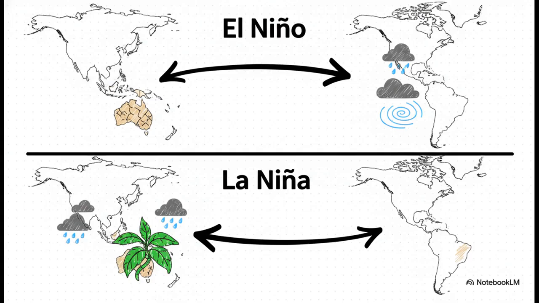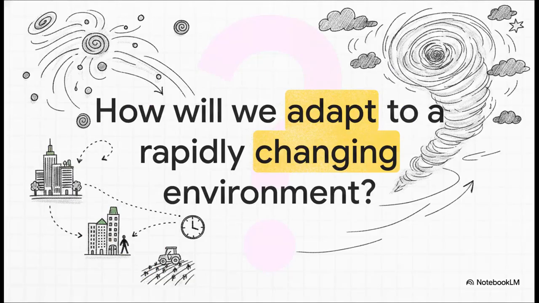Conversely, a La Niña event features a cooling of the central and eastern Pacific, which generally brings the exact opposite effects, like much stronger monsoons to South Asia. It perfectly illustrates just how deeply connected our global weather engine truly is. So there you have it. We've gone from the microscopic molecules of gas we breathe all the way up to massive global cyclones and shifting climates. Our atmosphere is a highly sensitive, interconnected cause and effect machine.